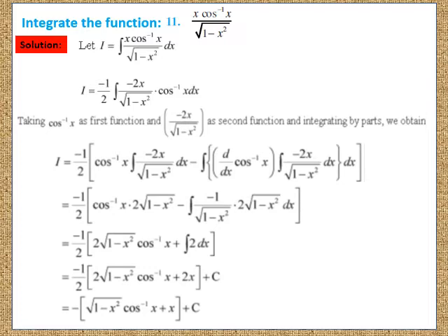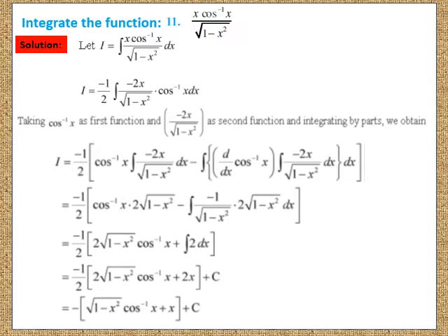So we have I equals minus half, multiplying the numerator and denominator by 2. We have I equals minus half integral of minus 2x upon under root 1 minus x square times cos inverse x dx. Since the inverse function comes first in ILATE, we get I equals minus half cos inverse x times the integral of minus 2x upon under root 1 minus x square, which is our second function, minus integral of the differentiation of the first function into the integral of the second function. Clear?